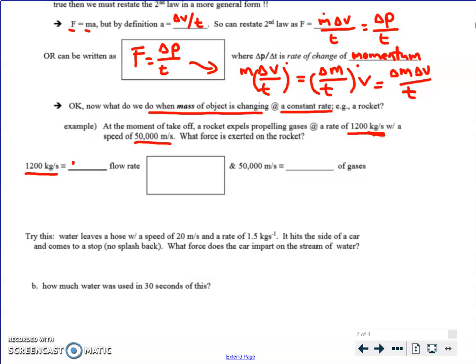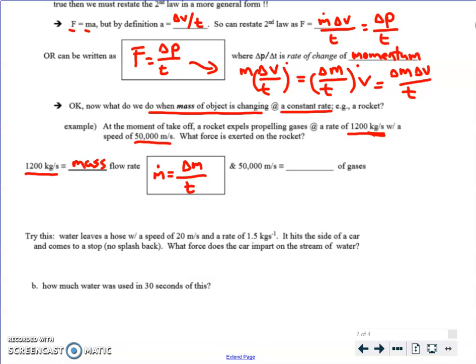So it's called mass flow rate. That's a new term for us. The symbol for mass flow rate I'm going to use is an m dot. This is from calculus, but it's not hard to understand. Mass flow rate, by definition, is the rate of change of mass over time.